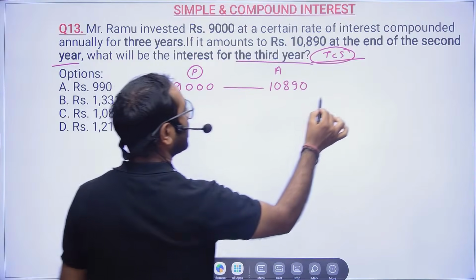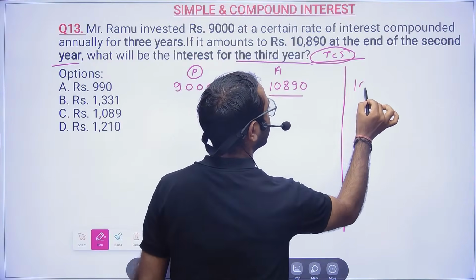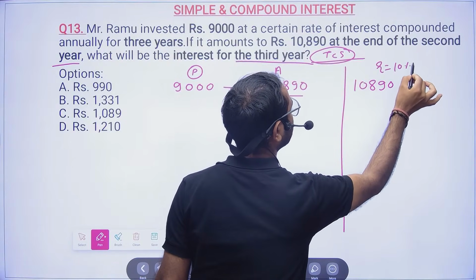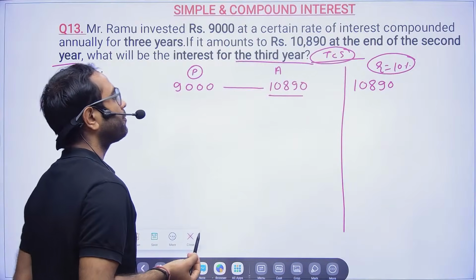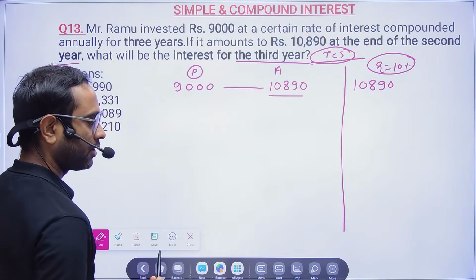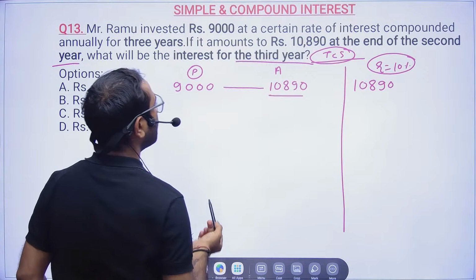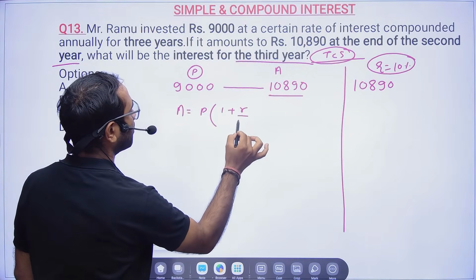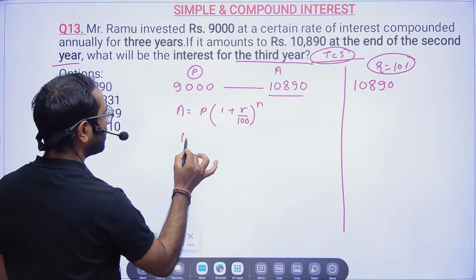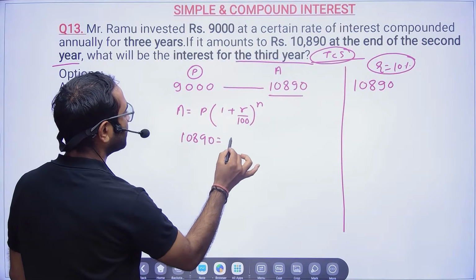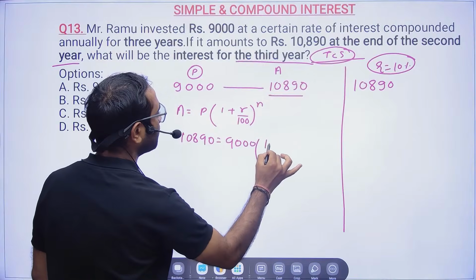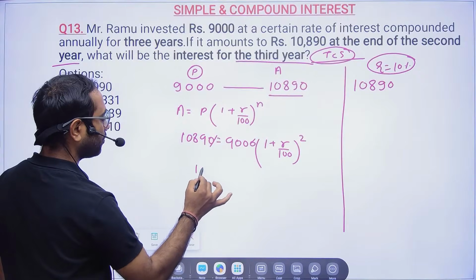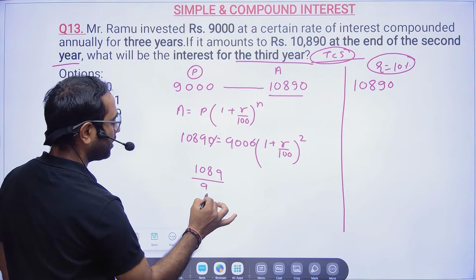In 2 years I have 10,890. If I knew the rate of interest, I could have easily told the interest at the end of the third year, but I don't know that. So now I'll use the formula. Amount equals principal into 1 plus r by 100 to the power n. Amount is 10,890, principal is 9,000 into 1 plus r by 100, for 2 years. The zeros cancel, so 1089 divided by 900.